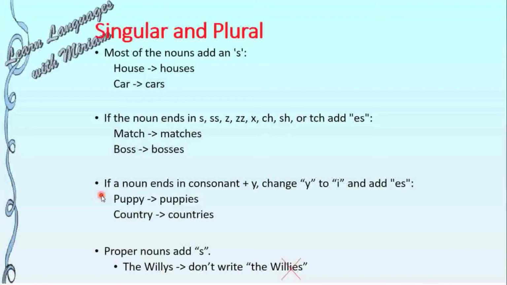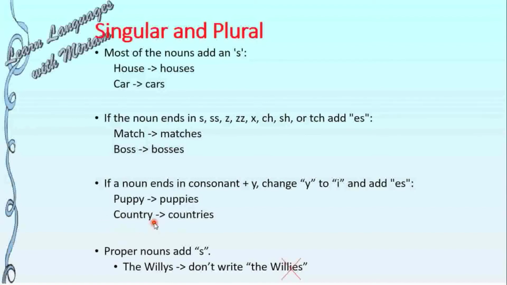If a noun ends in consonant plus Y, we change Y to I and we add ES. Si el nombre termina en consonante Y, cambiamos la Y por I latina y añadimos ES. For example, puppy ends in Y, termina en Y. So we are going to say puppies. We quit Y, we add I and ES, IES.